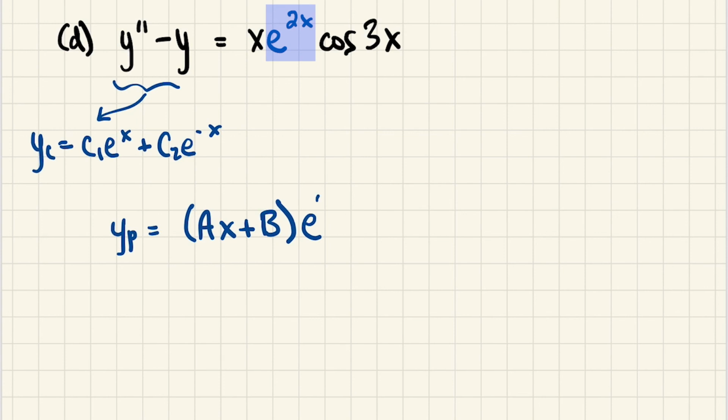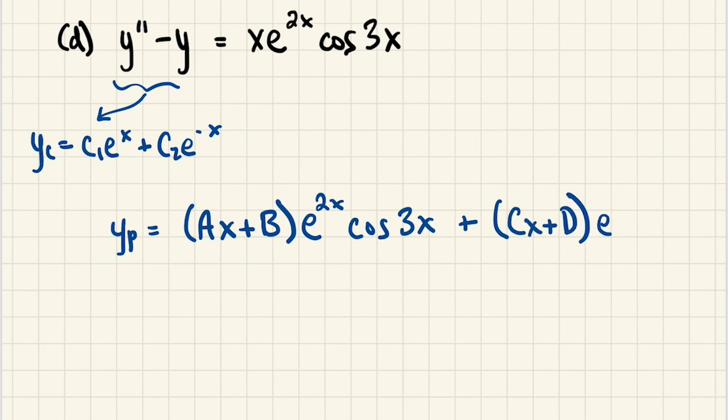Then we have our e to the 2x. And we've got our cosine. And we'll just do this again, but with a sine. So we'll have not ax plus b. I guess it'll have to be cx plus d, e to the 2x, sine of 3x. And there we are. That's the form of our trial solution.